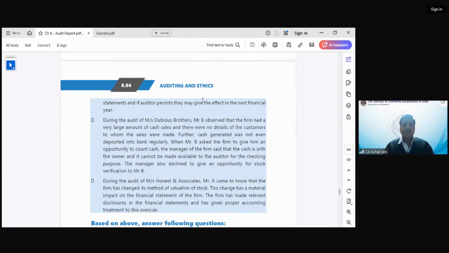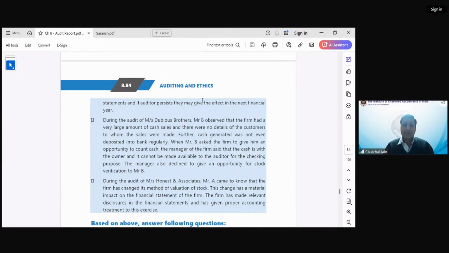Very good. So, Pallavi says physical verification of inventory. Yes. So we talked about it and we also understood what it means. Where is this required? Correct? Anyways, you would have covered that.